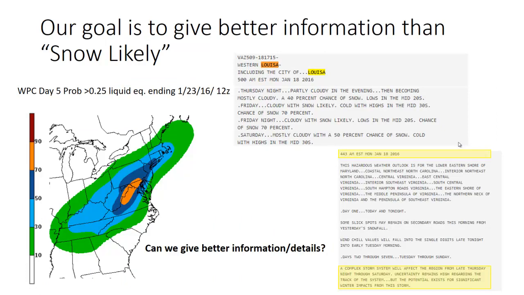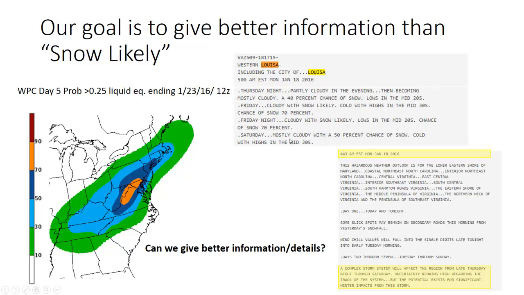So ultimately, the goal is to give better information than just snow likely in the extended or even in day 3. This is an example of the big snowstorm we had back in January of 2016. And this was the day 5 probability of greater than 0.25 inch of liquid ending at the morning of the 23rd. And you can see they were already starting to show some pretty high probabilities, 50 to 70% in this region here, and especially the Piedmont and west of Richmond.